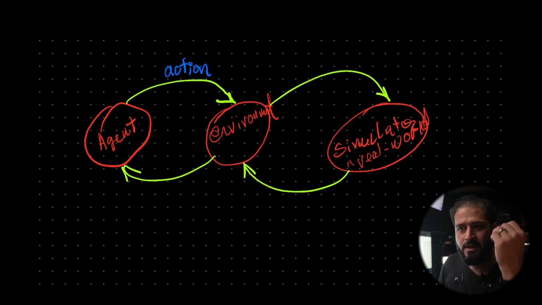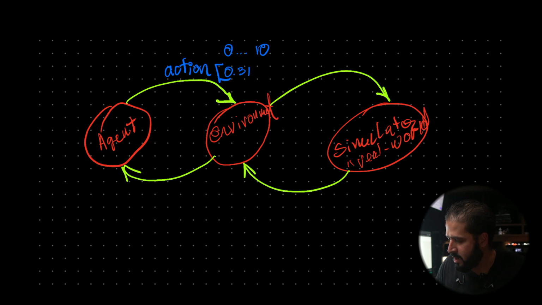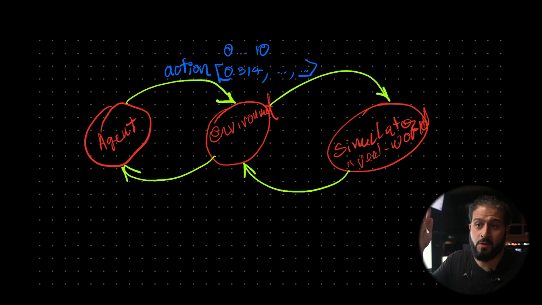The action can be discrete, can be continuous, can be a vector. You can pass an action that is a single integer, a single value that can be from 0 to 10. You can also have a vector, like 0.314, comma, whatever. So the action can be anything that you want. It can be a combination, and you can make one of those a float with a threshold to make it a discrete value.